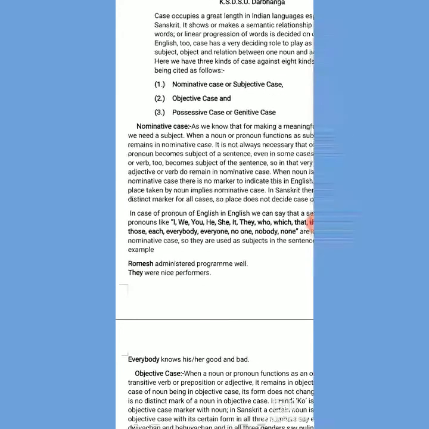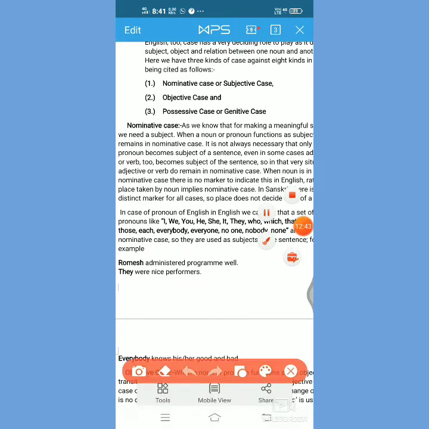But yes, we can commit mistakes in competition when we are dealing with pronouns, because a pronoun is a structural word and pronouns are defined in terms of their case. We can say the pronoun is used simply in a specified case. We have pronouns like I, we, you, he, she, it, they, who, which, that, this, these, those, each, everybody, everyone, no one, nobody, none. They are used in nominative case. They are nominative case pronouns.